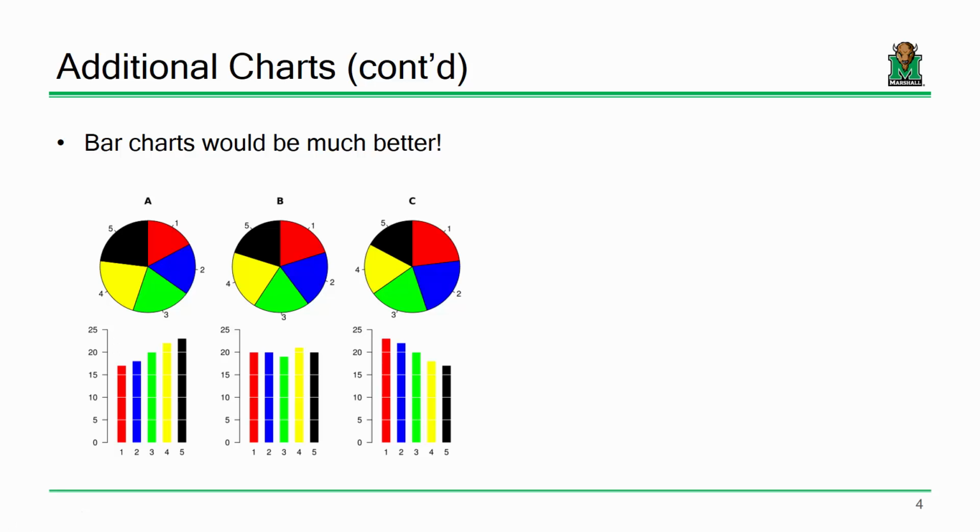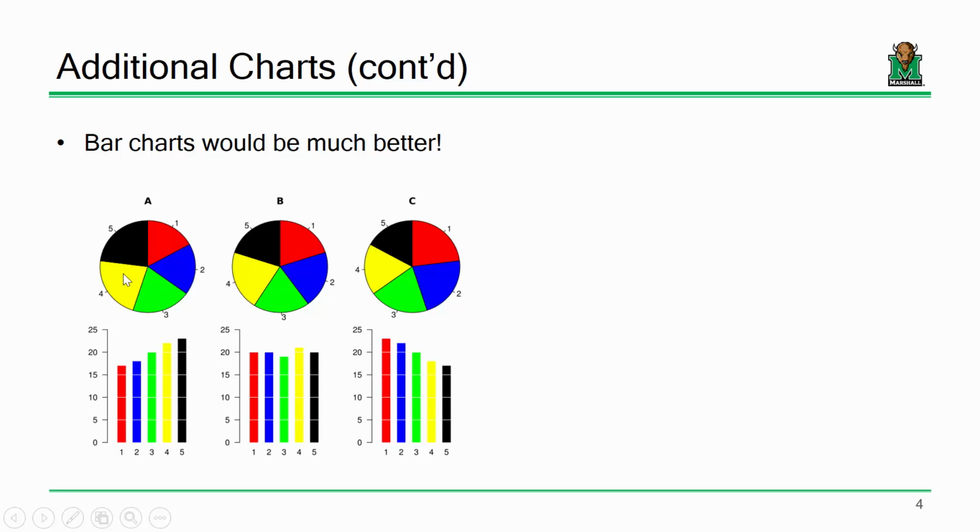The other thing that's nice is that in a bar chart, it's easier to compare each color across different series. For example, you can see that in series A, yellow is higher than it is in series B, and so on. And so bar charts are a more effective way of illustrating data.